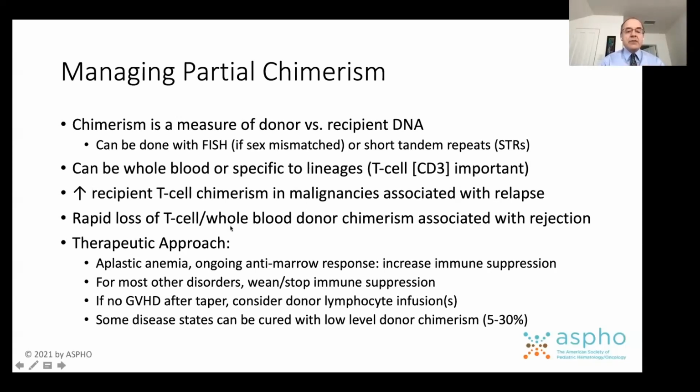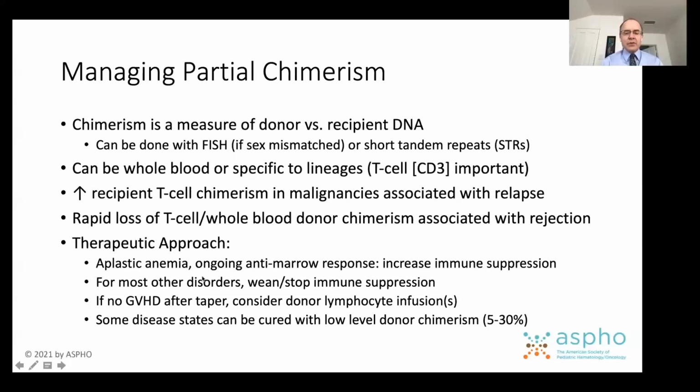In addition, increased T cell chimerism from the recipient in malignancies has been associated with relapse. So if you start with a T cell chimerism of 97% and the next time you measure it, it's 90%, then you have an increased risk of potential relapse. So what can you do? Now, there's a lot of things. You can wean immune suppression rapidly. You can consider donor lymphocyte infusion. Those are the key things to keep in mind.